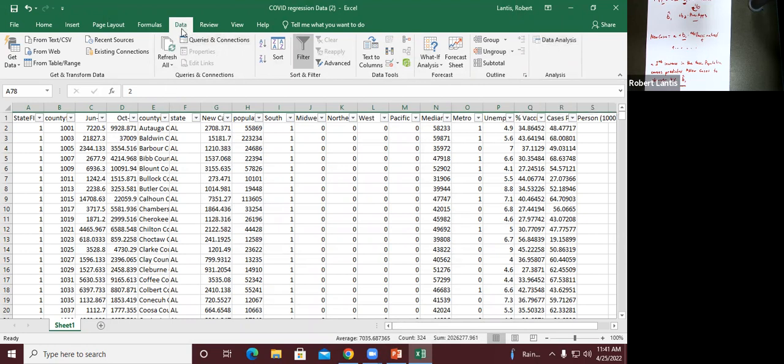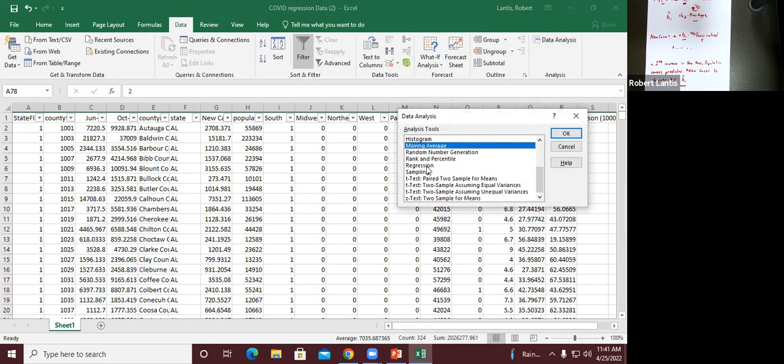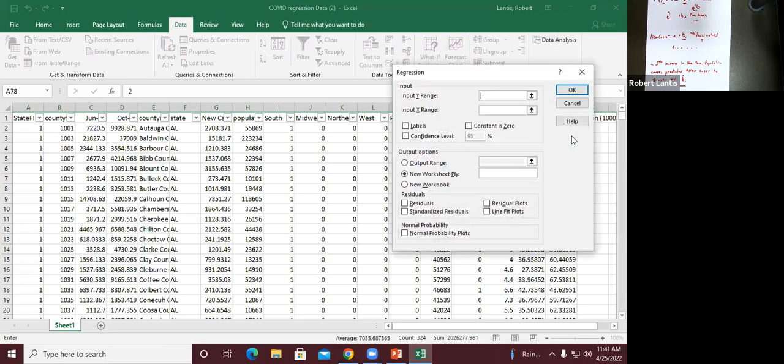So we have this data under the Data tab. We go over to Data Analysis. We have this Regression tool at the very bottom. So I just scroll down, select Regression, hit OK.